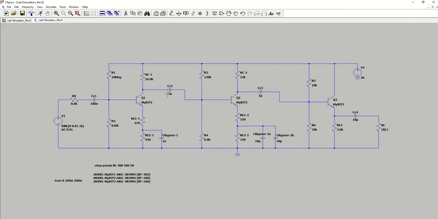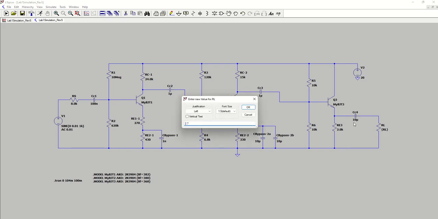And you just want to take a screenshot of your results using the step parameter and observe how decreasing the load resistance is going to attenuate the voltage on the output. So moving on, we're going to take a look at the max peak-to-peak value, or the max output swing. So I'm going to erase the step parameter. I'm going to keep the transient analysis, but I will put this back to my load resistor of 2.7K.